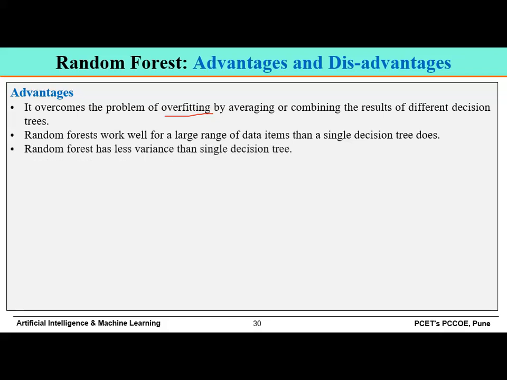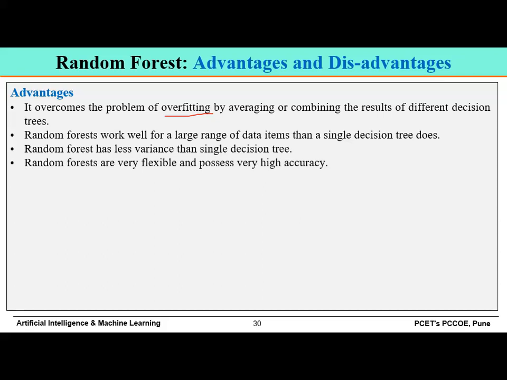Next. Random forest has less variance than a single decision tree. Okay, so we are going for the voting, and the majority will be the winner. So the variation will be less. Next.